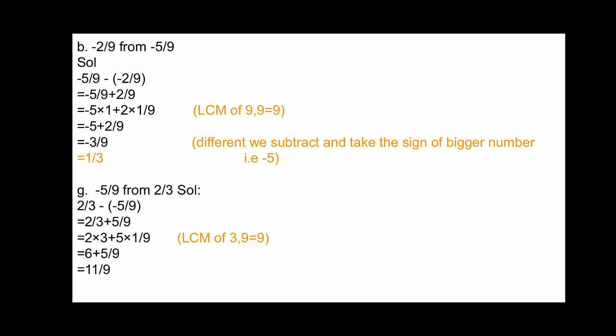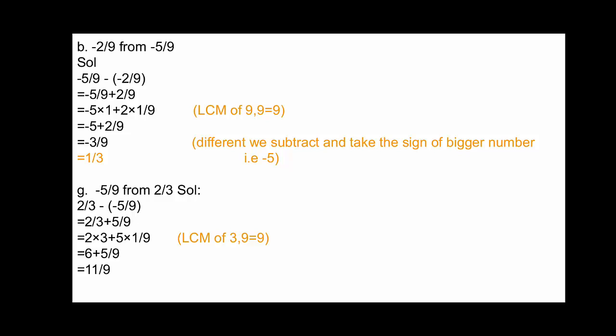Number B, the LCM of the denominator is 9. Now you have to subtract minus 2 divided by 9 from minus 5 divided by 9. So you have to write minus 5 by 9 first, subtract with minus 2 divided by 9. So minus into minus will give you plus. So minus 5 plus 2, different sign you have to subtract. So minus 3 divided by 9, which will give you minus 1 divided by 3.